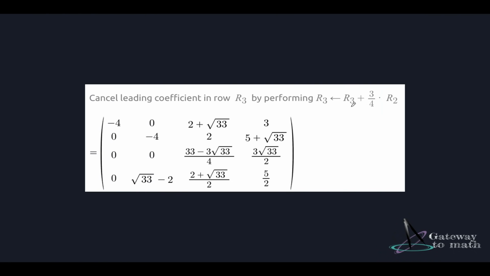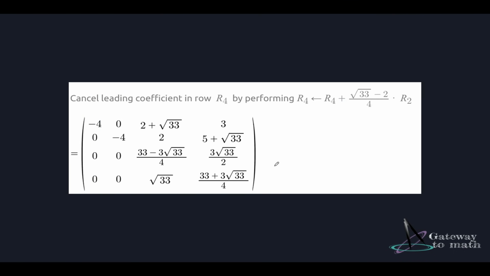Next operation R3 plus 3 by 4 times of R2. The new values of R3 equals 0, 0, 33 minus 3 under root 33 upon 4, 3 times under root of 33 upon 2. Next operation R4 plus under root of 33 minus 2 upon 4 times R2. This value is inserted in R4. R4 equals 0, 0, under root 33 plus 3 under root 33 upon 4.